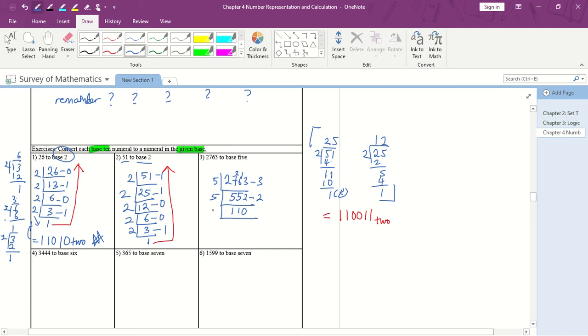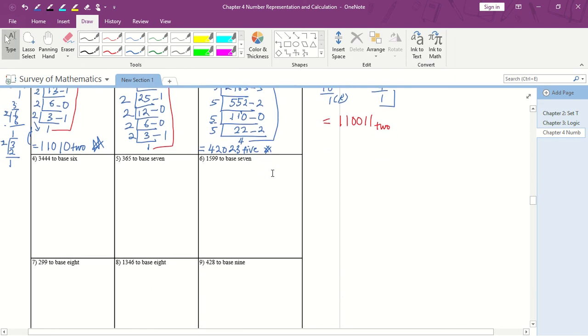So 110 divided by 5, we know that 2 times 5 is equal to 10, with the remainder of 1 here, then 2 times 5 is equal to 10. So this will be 0 remainder. And of course, when it becomes a smaller number, it will be easier. 5 times 4 will be 20. 22 minus 20 is equal to 2. And look at here. We are stopping here, right? Because this number is bigger than this number. So going up, we know the answer will be 42023 with the base of 5. And we are done. Okay?